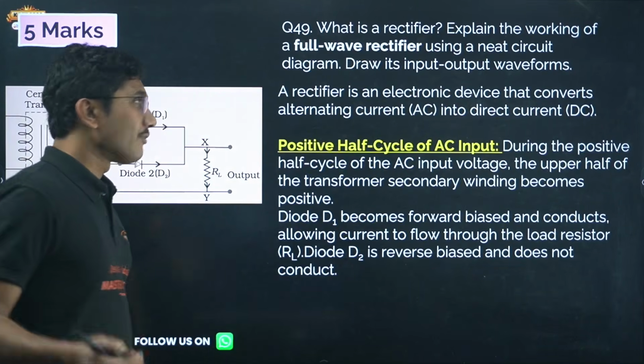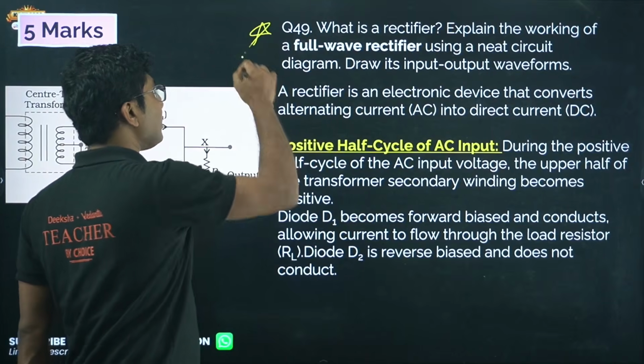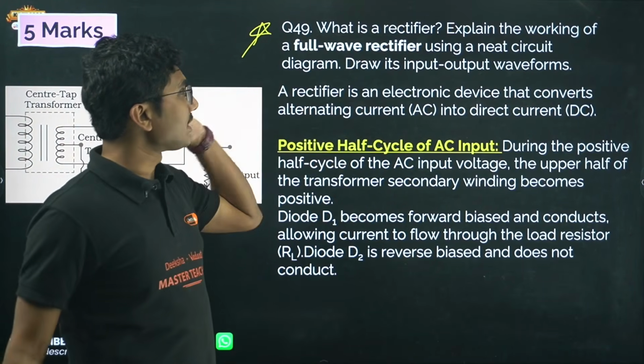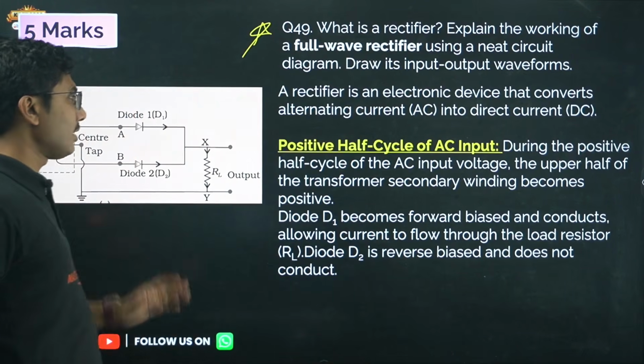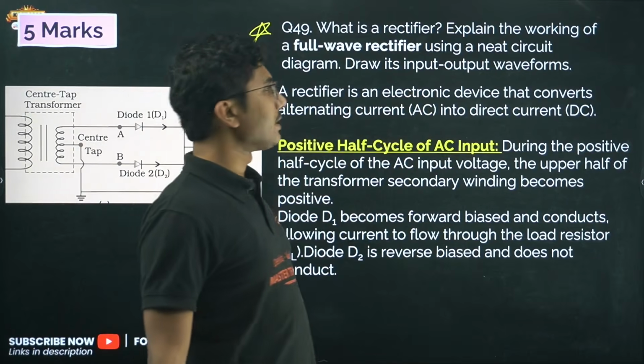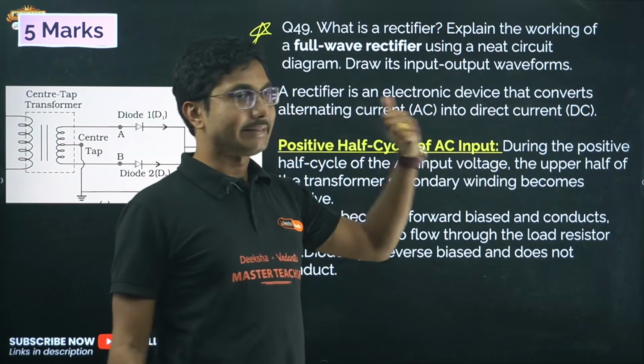Now what is a rectifier? Very important. Full wave rectifier is the most important, and half wave rectifier is the second most important. What is a rectifier? Explain the working of full wave rectifier. So the diagram is compulsory. A rectifier is an electronic device that converts alternating current AC into direct current.